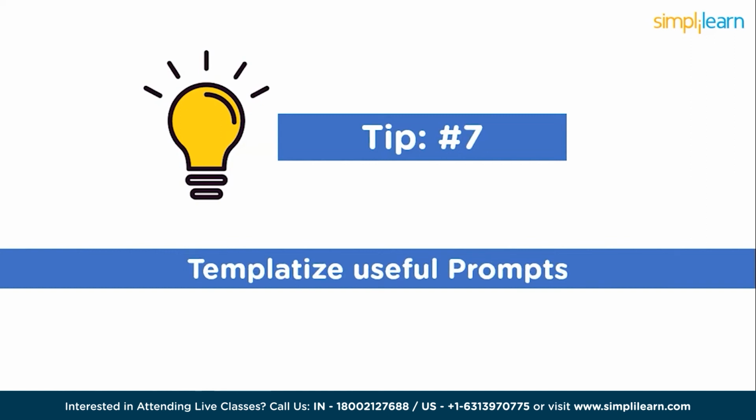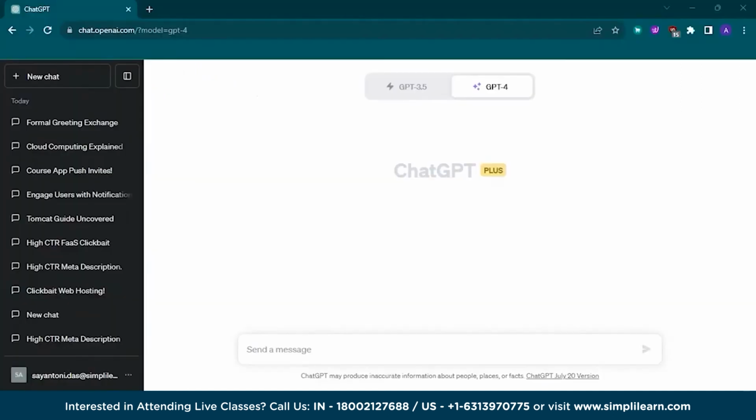So you can ask, can you create a 10-minute full body workout using some kind of dumbbells or a barbell row, and save this prompt for future use. You can also templatize useful prompts. For instance, you can also ask, can you create a menu or to-do list and save this prompt for future use.